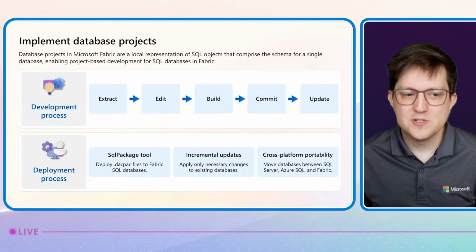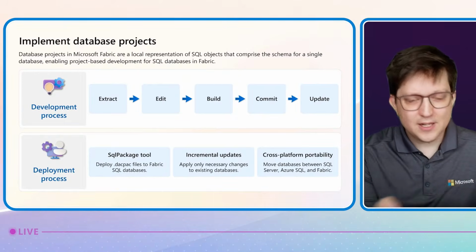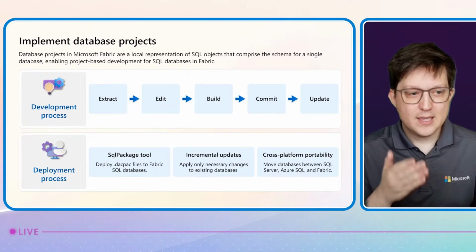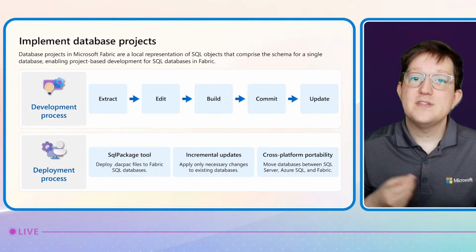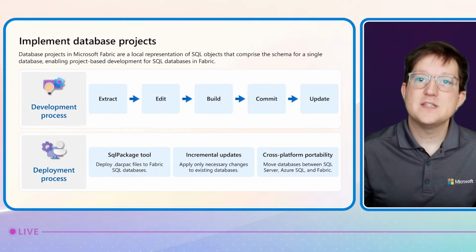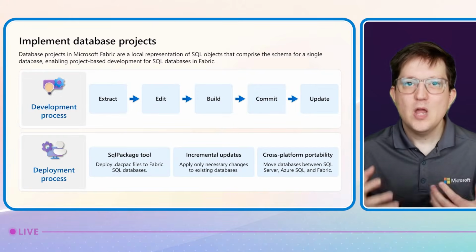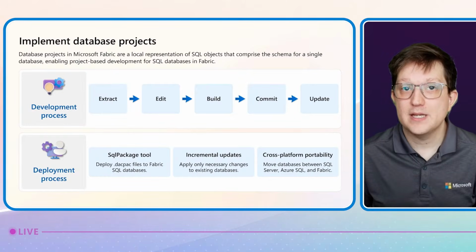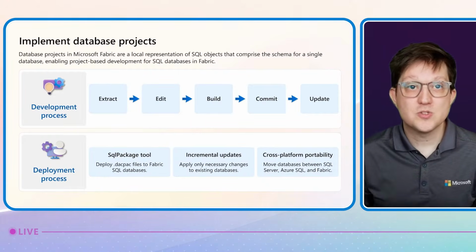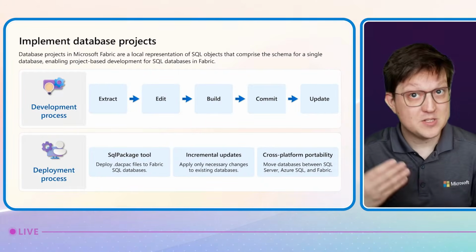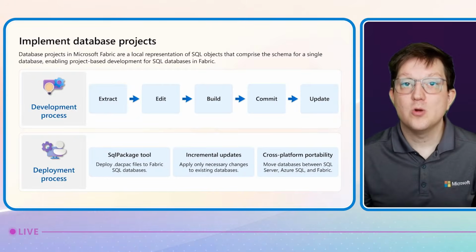Next up, database projects. Continuing through the hit list, we need to go into how these work, and there is a development process that we will be following here. Extract, edit, build, commit, and update. These 5 stages that we follow enable project-based SQL development in your Fabric environment and is essentially the practice that we use to follow when we need to extract that schema from a database. By doing the extraction, editing the SQL objects, building the project, committing changes to the source control, and then updating the database with the new schema, we're able to build out that easy pipeline to be able to do the work we need.